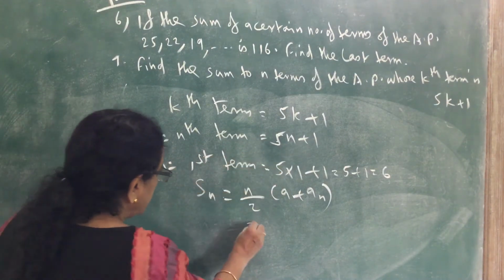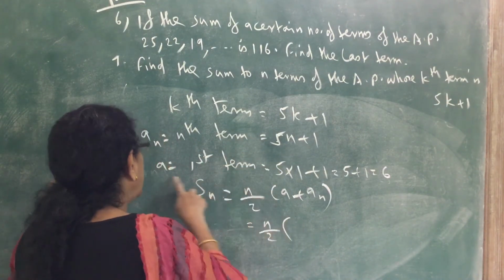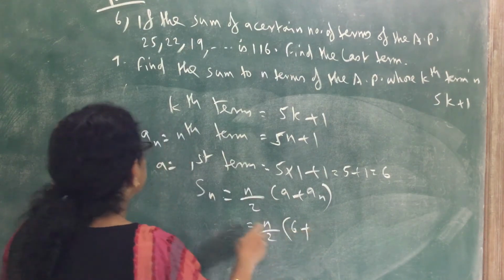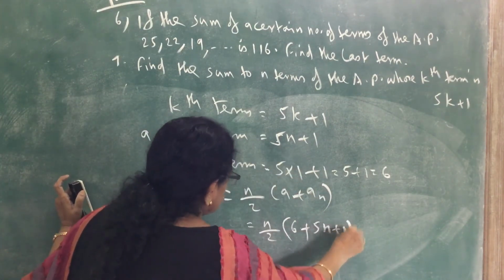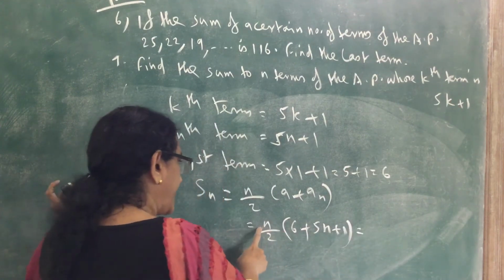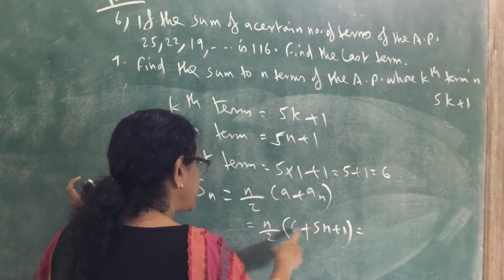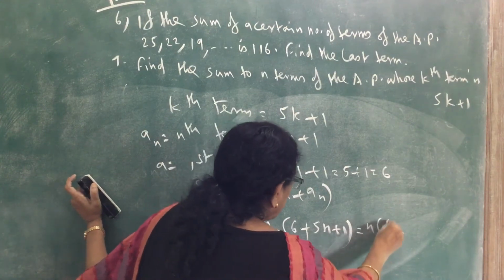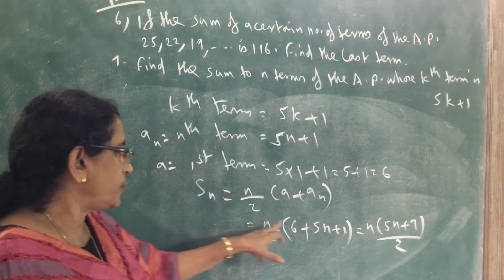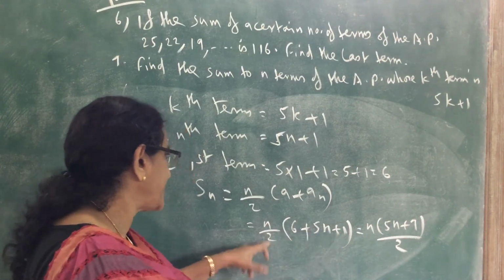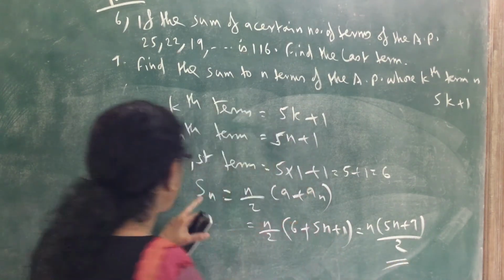Substitute here. So n by 2 into a is 6 plus an, 5n plus 1. That is equal to n into 5n plus 7, 6 plus 1, 7. N into 5n plus 7 by 2. So n into 5n plus 7 divided by 2. So that is the sum to n terms.